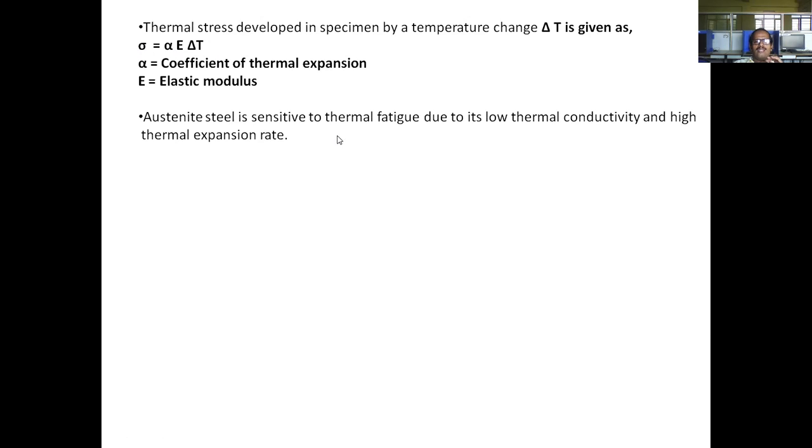Austenitic steel is sensitive to thermal fatigue due to its low thermal conductivity and high specific heat. Okay, thank you. We will stop here.